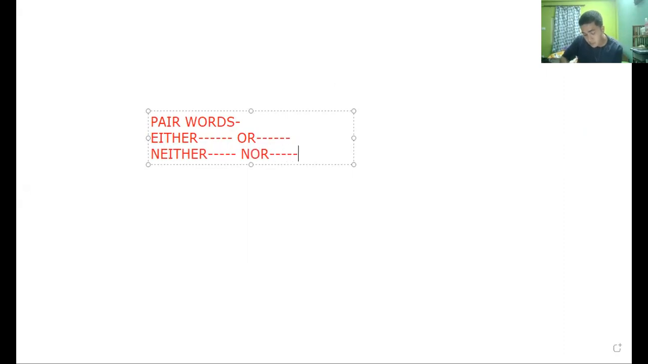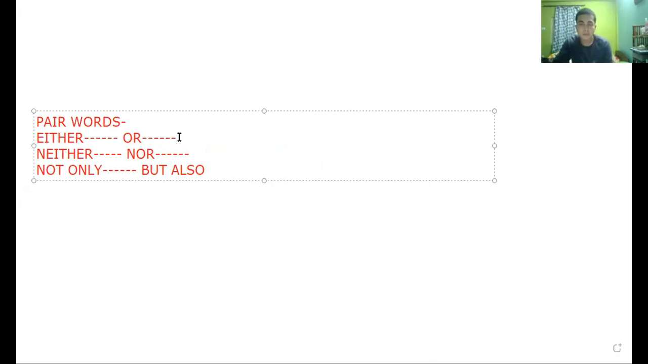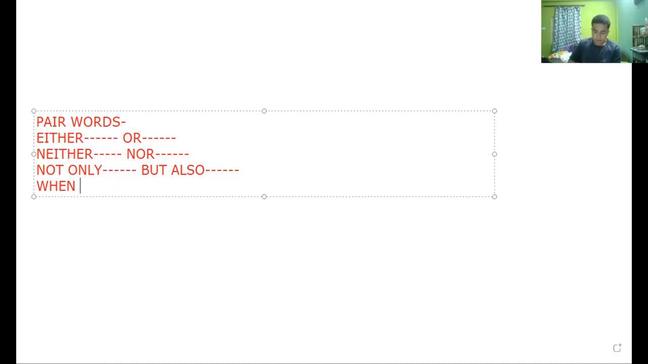Or just actually see, another pair word is not only, yes. Not only, and then dash, but also, see. So these are called pair words, you know. About these pair words, the topic is, when the full structure comes, either or, neither nor, you use the first subject and the second subject. But the problem is when they come alone, when they come alone without their partner, then the problem starts over there.